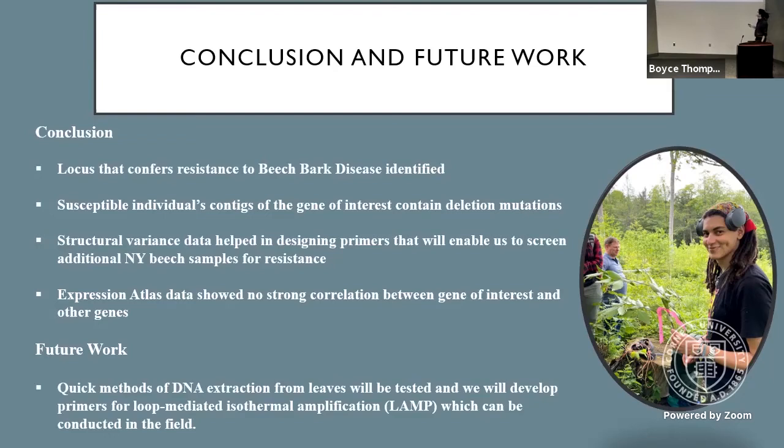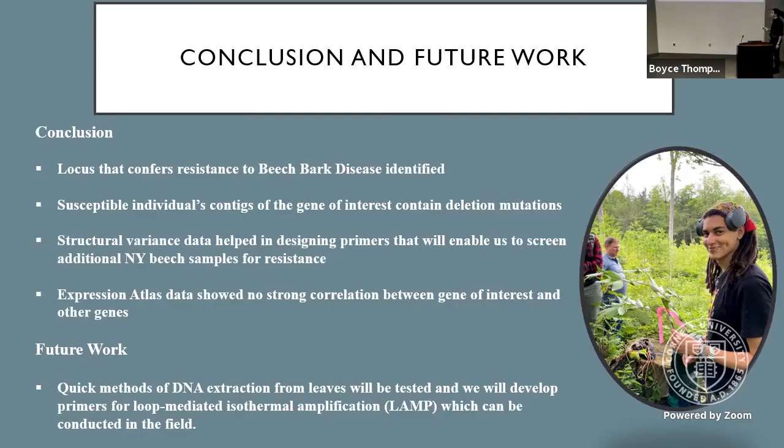So the conclusion and future work: we managed to find a locus that is linked to resistance to Beech Bark Disease. And we found out that the susceptible individual contigs of the gene of interest contain a couple of deletion mutations. And the structural variance data that we retrieved helped us to develop some primers that hopefully we're going to use in the future to screen additional New York beech samples for resistance. And our expression atlas data showed no strong correlation between our gene of interest and any other gene.